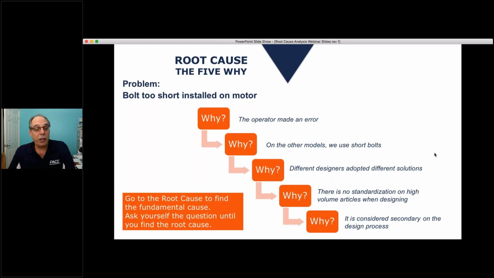So go to the root cause to find the fundamental cause. Ask yourself the question until you find the root cause. Now, is this really the root cause? We can always ask why again, and it might take us somewhere else. But when you feel you've gotten down far enough and deep enough, then it's time to analyze that and see if that truly is the root cause.